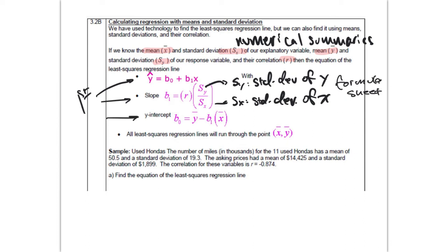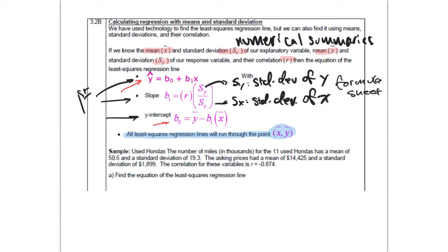We're able to find this information because something is true. All least squares regression lines run through the point x bar, y bar. So we can use this information to manipulate our equation to solve for some things. We plug x bar and y bar in here, and that's how we're able to solve and get our y-intercept, b naught.